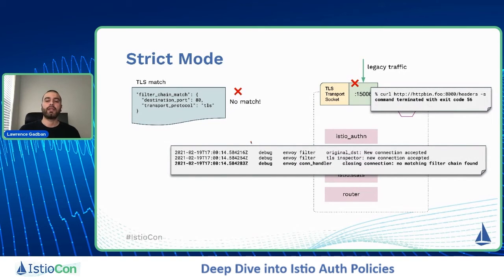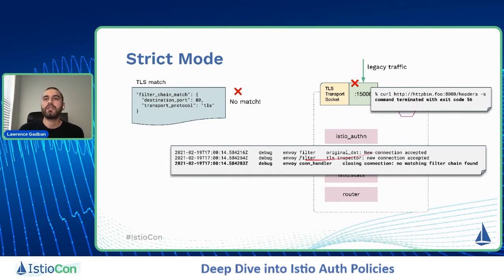So what actually happens when a legacy client or a plain text client tries to communicate with a workload that has strict mode enabled? The request will come in and it's plain text. So the existing filter chain match that we were looking at, we have destination port of 80, which will match, but the transport protocol is not TLS. So we don't have a match here. And from the client perspective, they're issuing a curl request and then they see this command terminated. You don't see an HTTP response code or anything like that. You just see it fail.